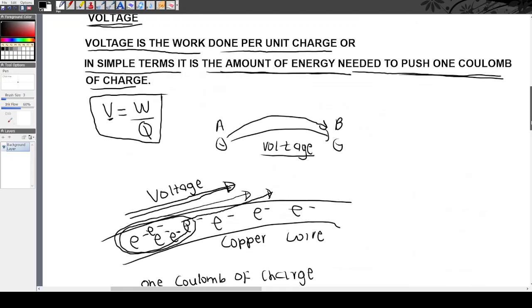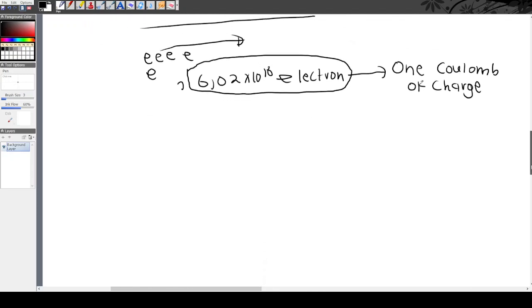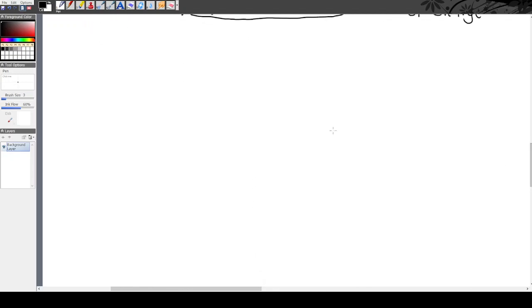Let us now draw a diagram to try to explain even further. Let us say a bulb.